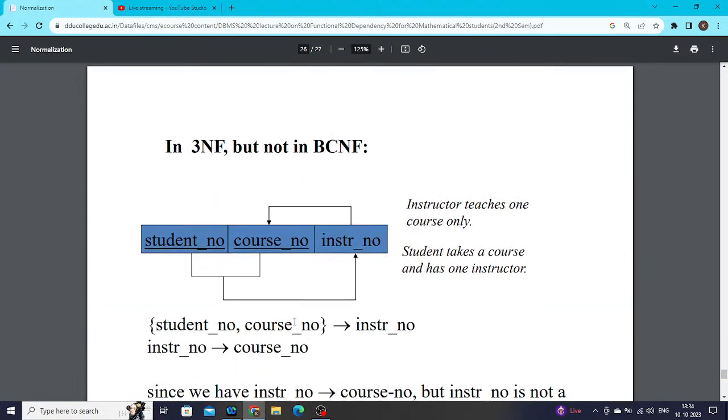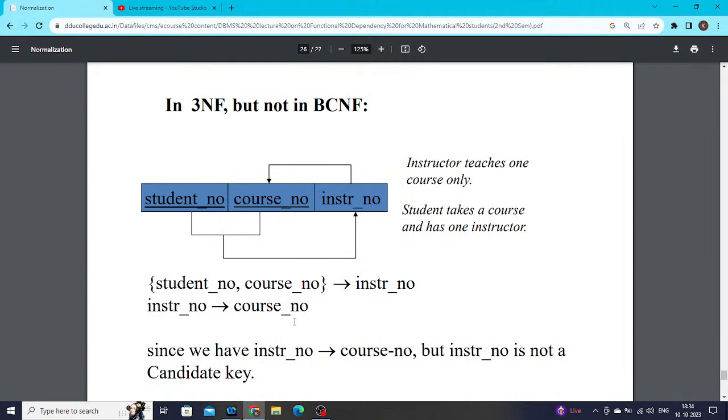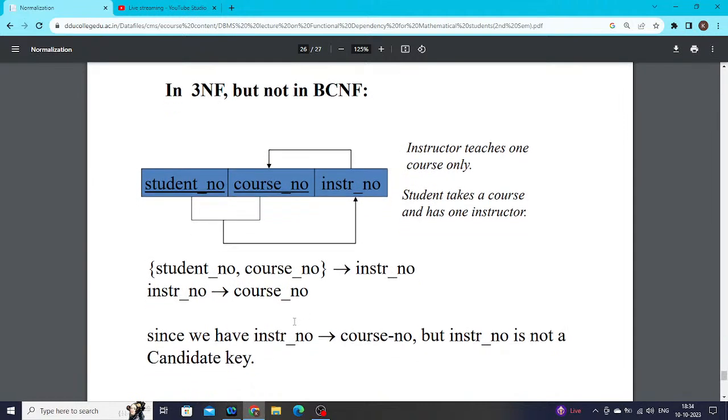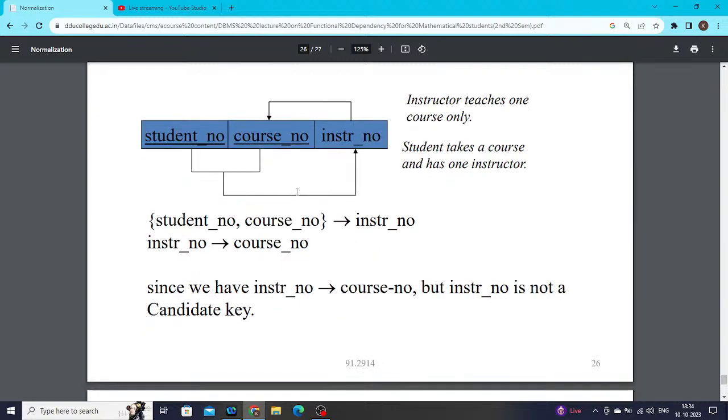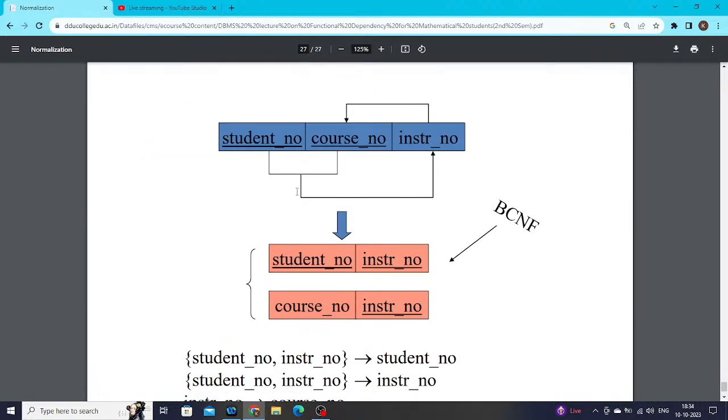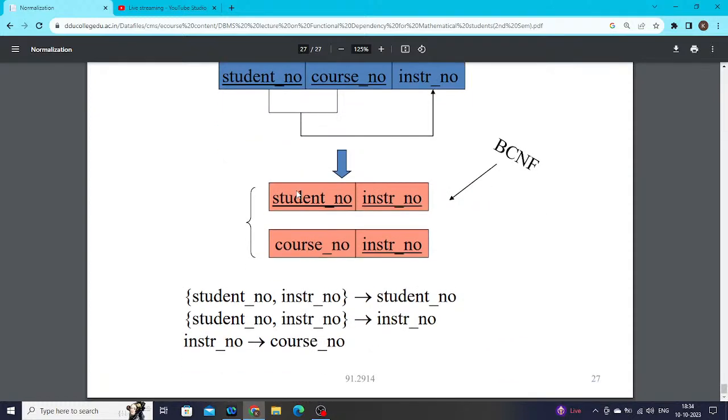Another example for 3NF and BCNF: the instructor teaches one course only, and a student takes a course and has an instructor, because a student takes one course only and an instructor teaches one course only. So we have student number, instructor number and course number, but instructor is not a candidate key here. So there is a BCNF violation, where instructor number depends on the student and the course code.